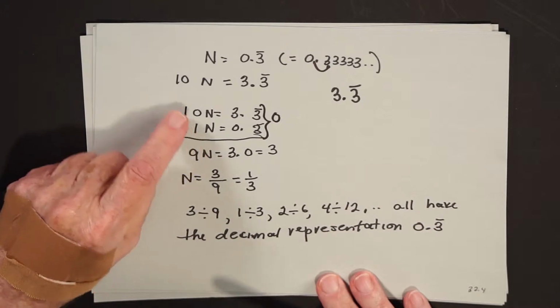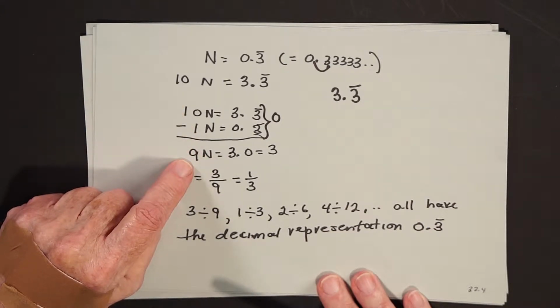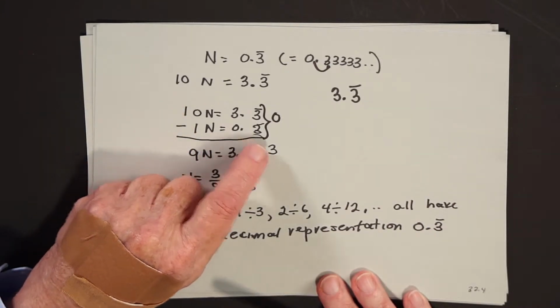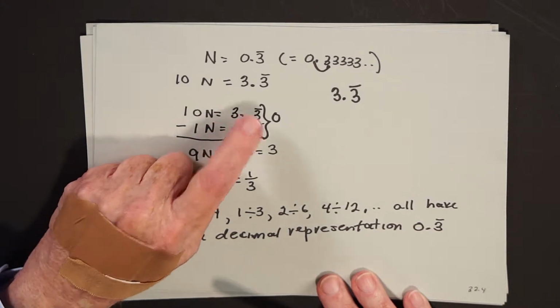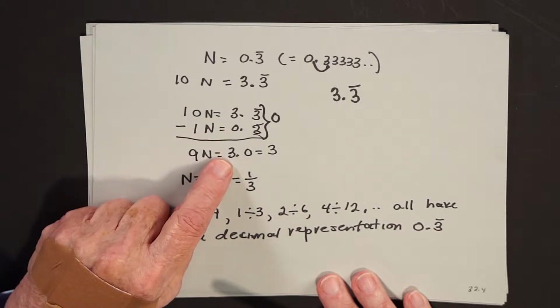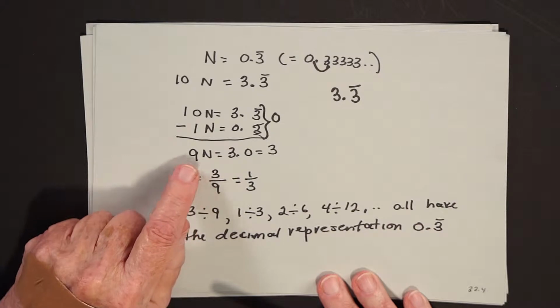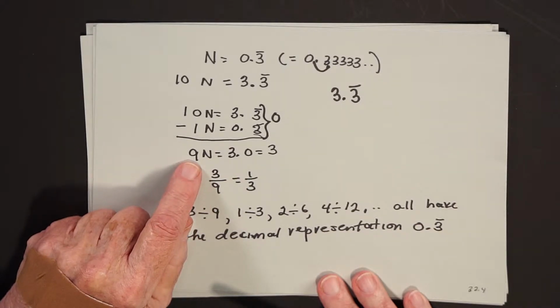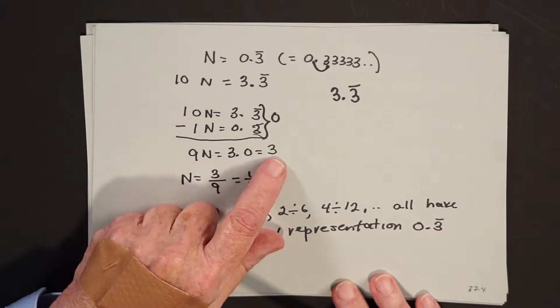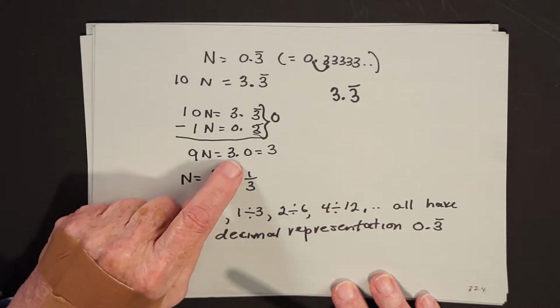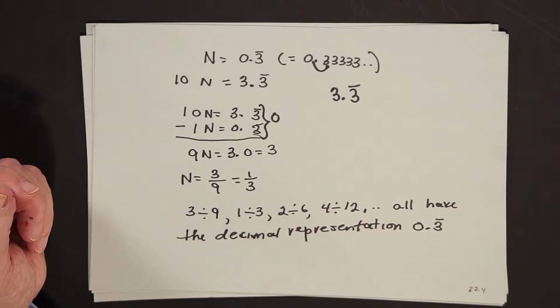So if I subtract 1n from 10n, I have 9 n's left. If I subtract 0.3 bar from 3.3 bar, I have 3 left. So what is n? It's the number that you multiply by 9 to get 3. Another name for that number in fractional notation is 3 over 9, and 3 over 9 reduces to 1/3.